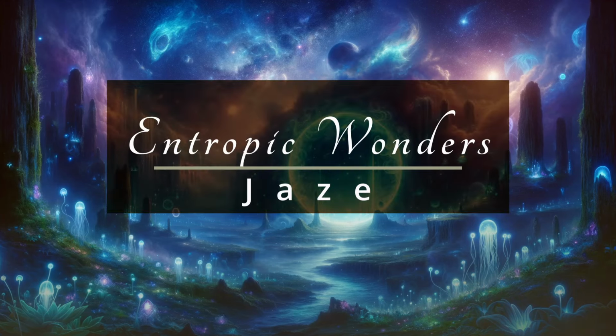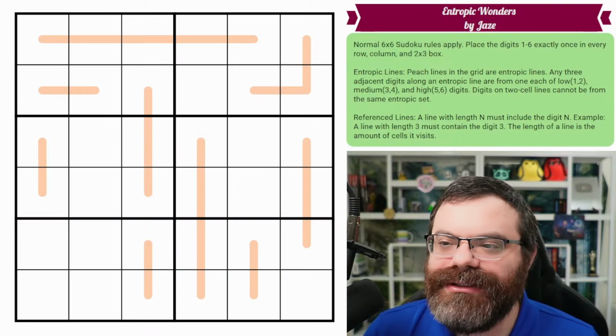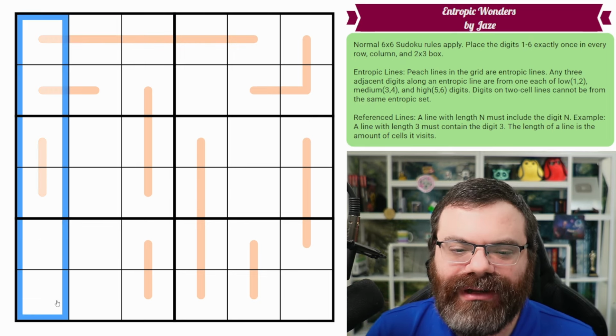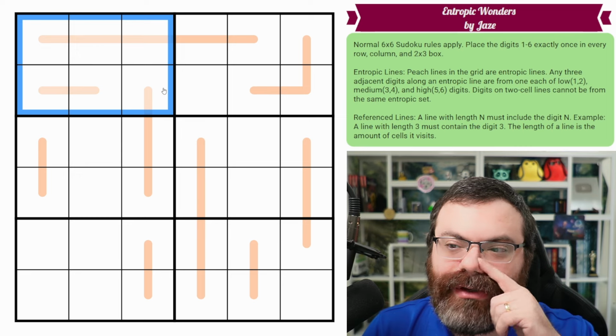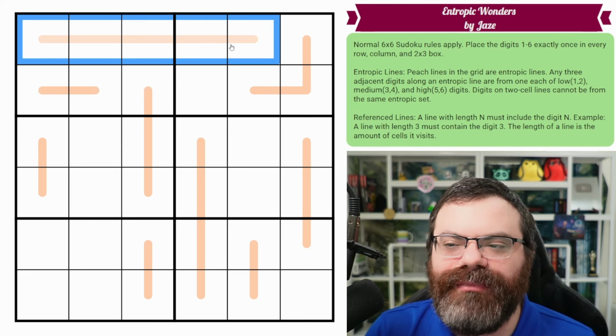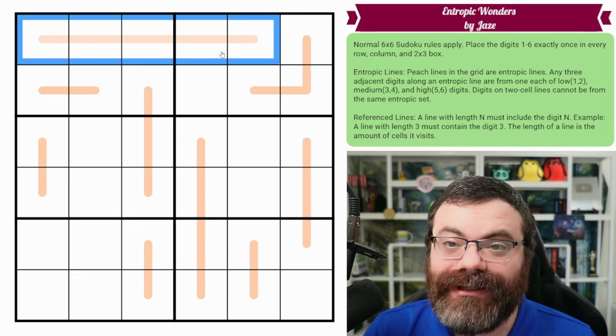Hello, let's continue our Sudoku adventure with Entropic Wonders by Jaze. So we have normal 6x6 Sudoku rules. That means in every row, every column, and every 2x3 box, we are placing the digits 1 to 6 exactly once each. Now these lines are both entropic lines and referenced lines.